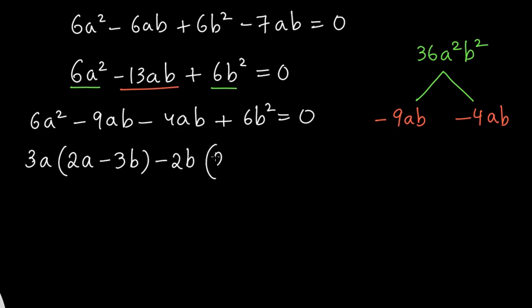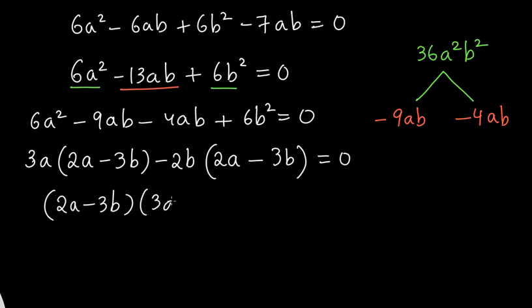So 2 times 2 is 4 and a is only remaining, right? b is outside. So 2a minus, you get 3b itself. Okay, you get the same factor. You can verify: 2b into 3b is nothing but 6b square. So this is equal to 0. From here, we can take 2a minus 3b outside. 2a minus 3b times 3a minus 2b equal to 0. So this is factorable, right?